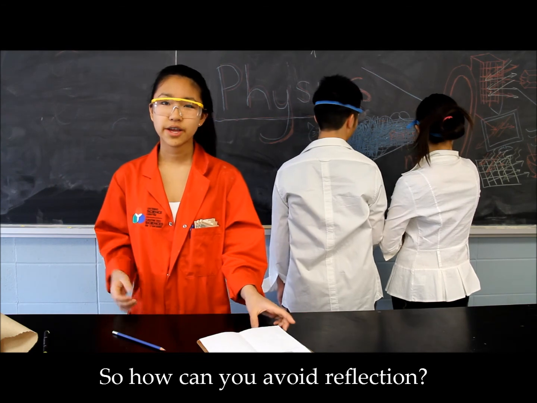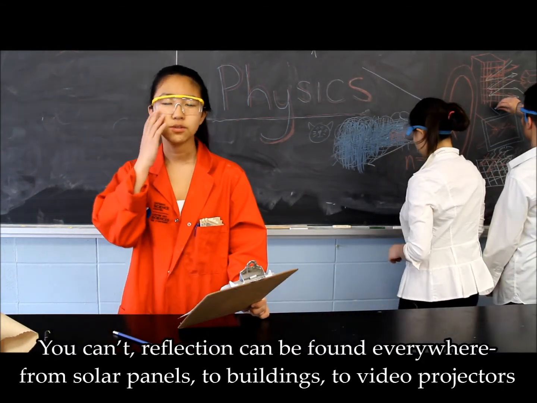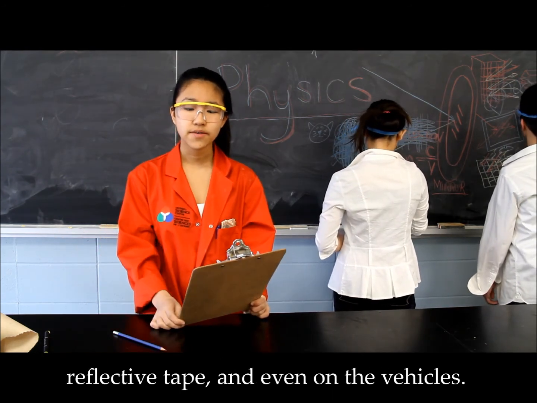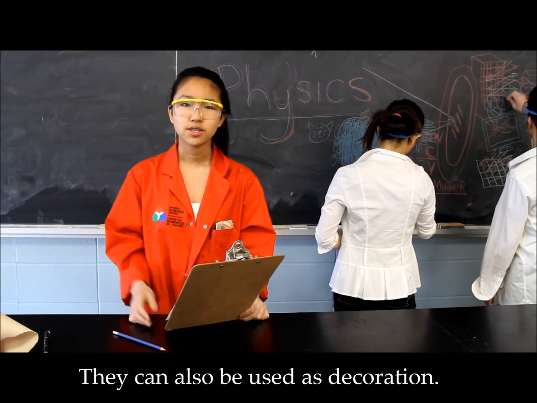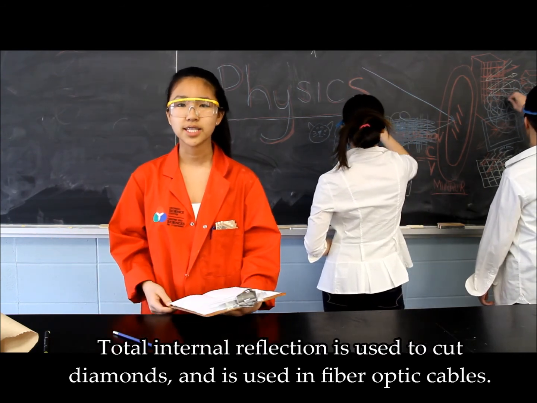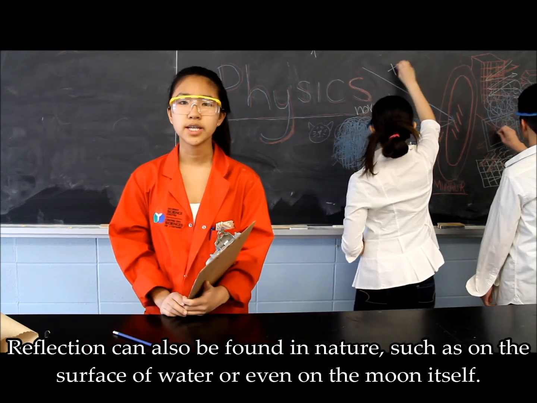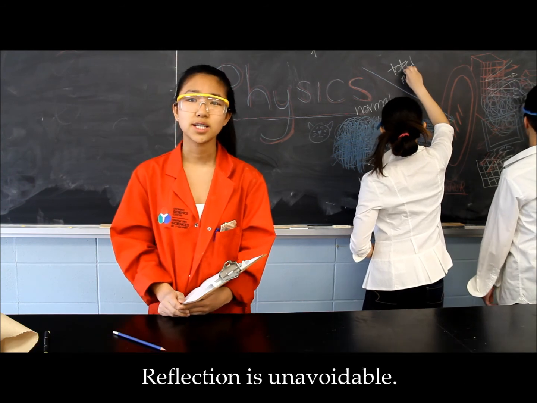So how can you avoid reflection? You can't. Reflection can be found everywhere, from solar panels to buildings to video projectors, reflective tape, and even on vehicles. They can also be used as decoration. Total internal reflection is used to cut diamonds and used in fiber optic cables. Reflection can also be found in nature, such as on the surface of water or even on the moon itself. Reflection is unavoidable.